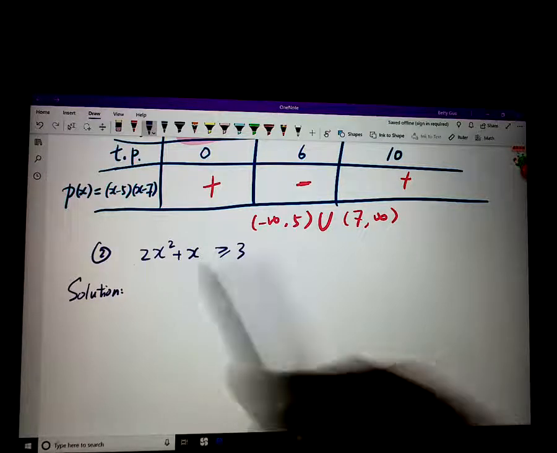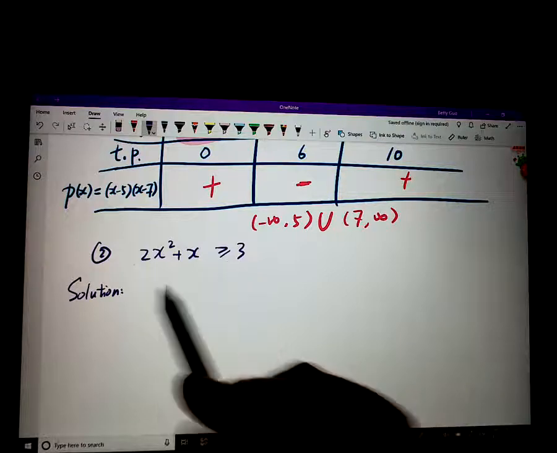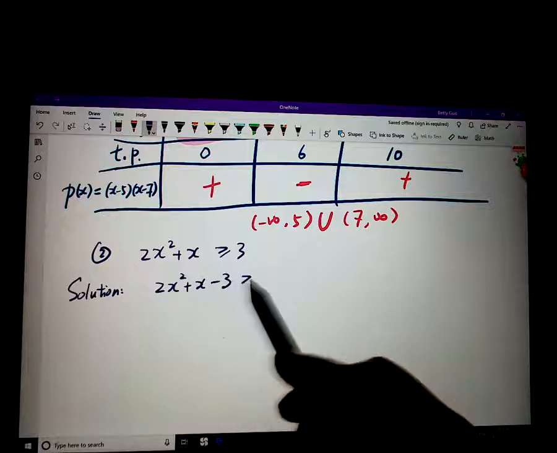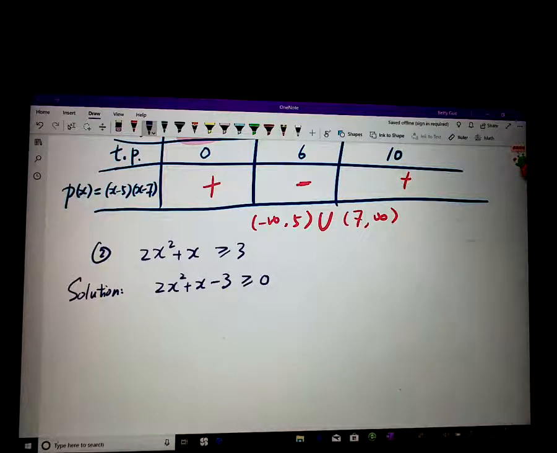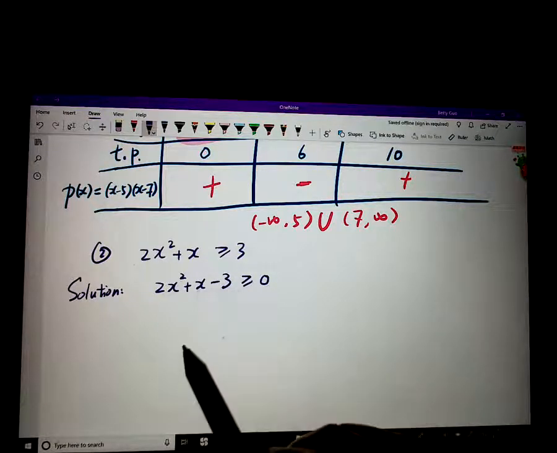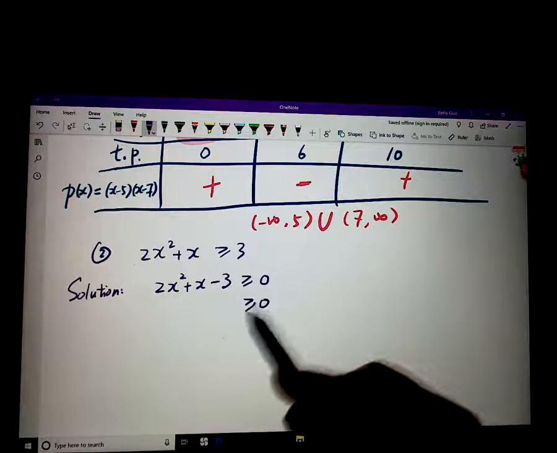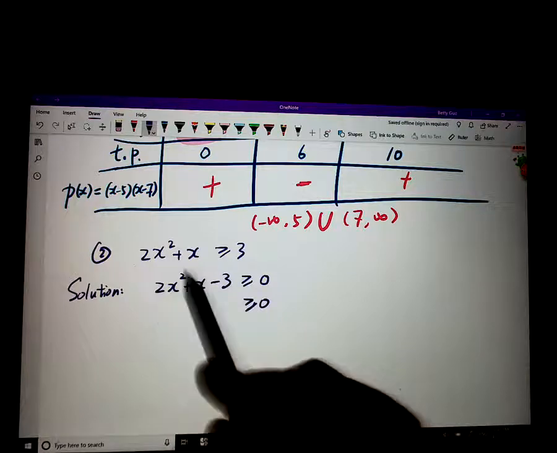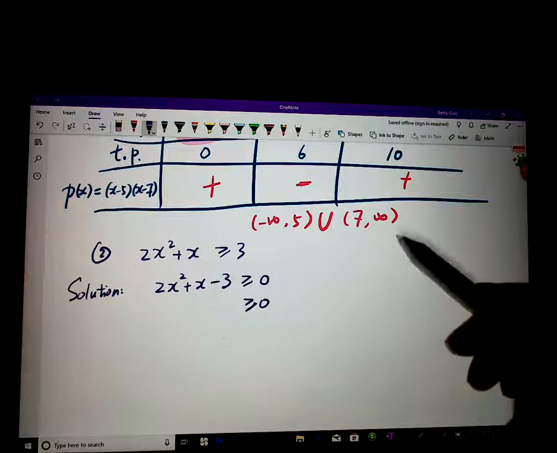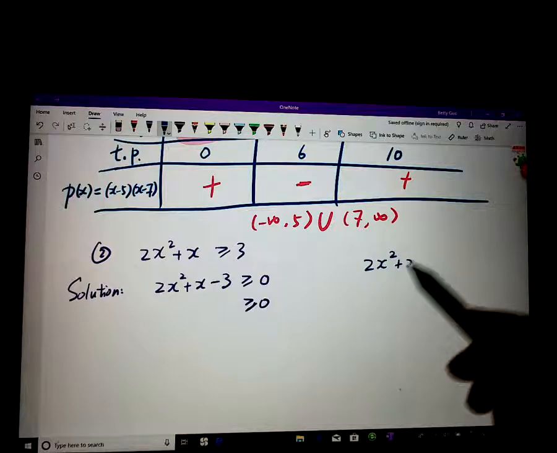So the first step, we are going to rewrite this quadratic inequality in the standard form. Standard form of a quadratic inequality has a 0 on the right-hand side and has a quadratic trinomial on the left-hand side. That's step 1. Step 2, we are going to factor the quadratic trinomial on the left. Yeah, I know it's a quadratic trinomial with the leading coefficient different from 1, 2x squared plus x minus 3.